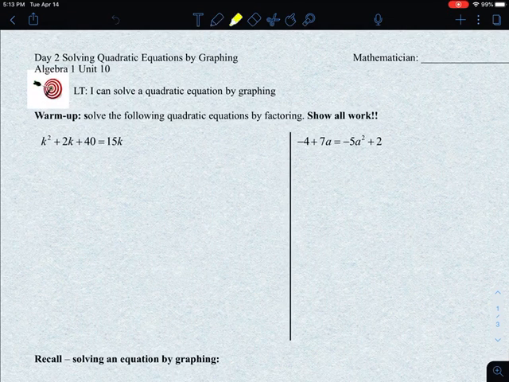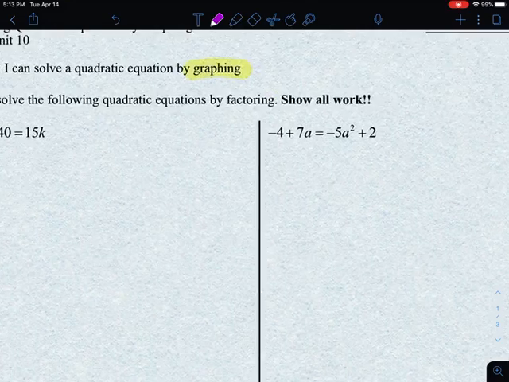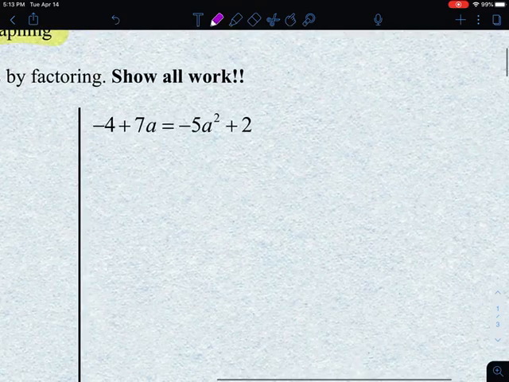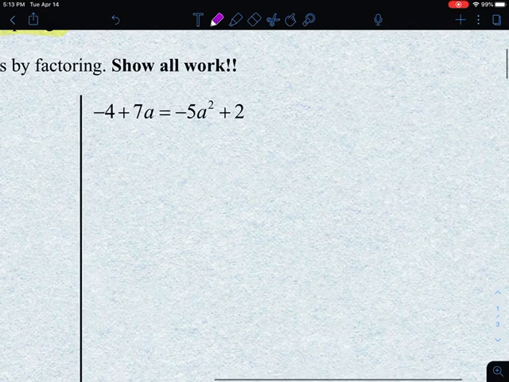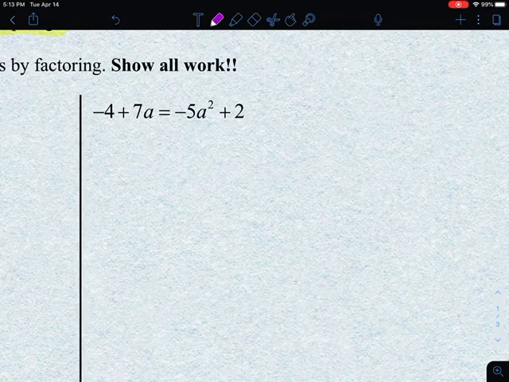Okay, so last time we talked about how we can solve quadratic equations by factoring, and we'll do a quick warm-up of that. But today I want to talk about how we can solve equations by graphing. We actually did that before already during the absolute value unit, but we'll go over how that goes once again. So, a quick warm-up, solving by factoring. Let's try the one on the right.